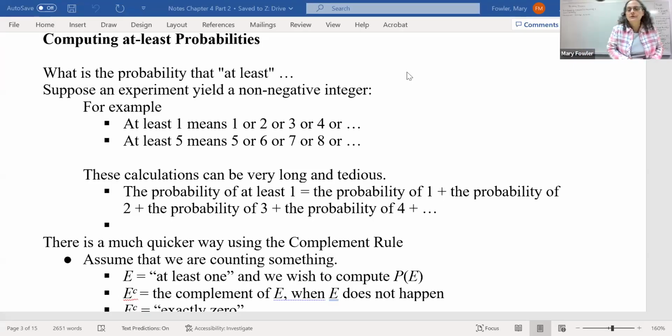Okay, so sharing the screen on the notes again, I wanted to talk a little bit about computing an at least probability. So first of all, what do we mean by at least? Suppose an experiment yields a non-negative integer. So the integers could be 1, 2, 3, 4, 5, like that. For example, at least 1 means 1, 2, 3, or 4. At least 5 means 5, 6, 7, or 8.